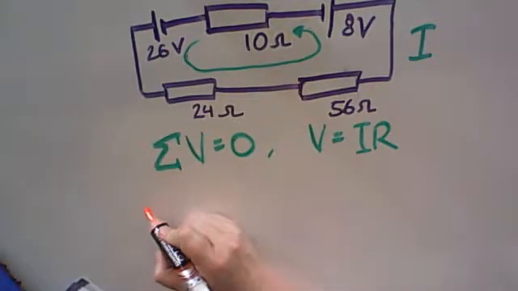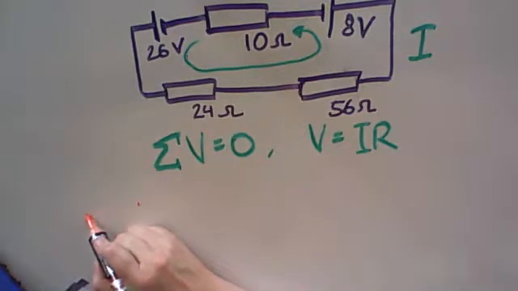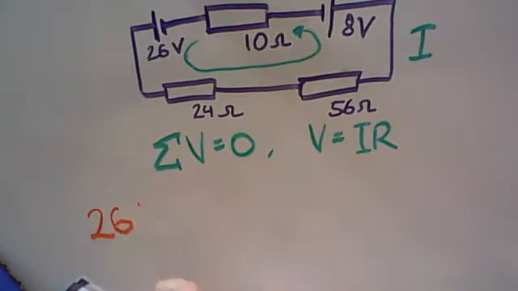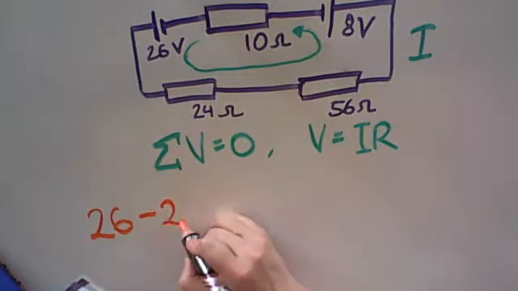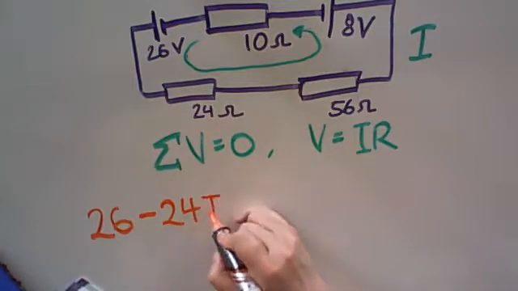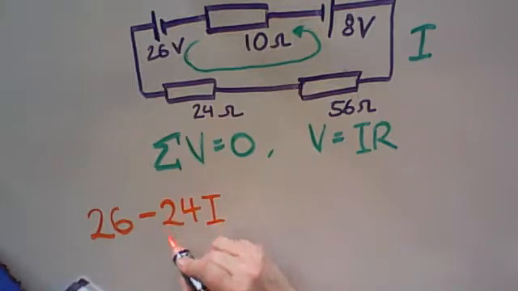So we're going to say, well, we have a positive 26 volt. Let's just move over so we've got enough room. We have a positive 26 volts going into the circuit. We're losing energy while we walk through the 24 ohm resistor. So we're going to say minus 24I. This being the voltage drop across that resistor.